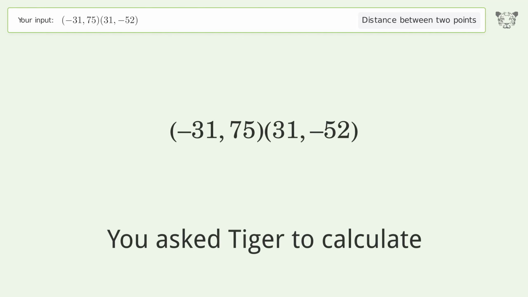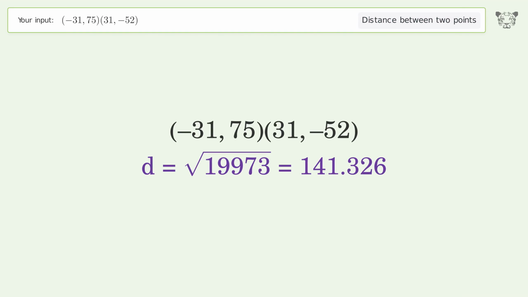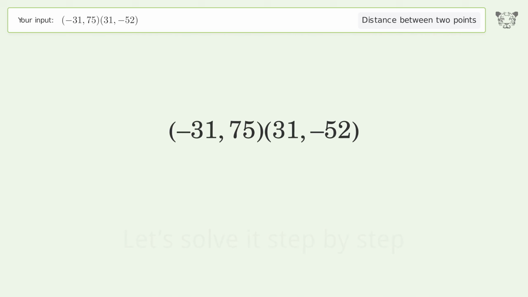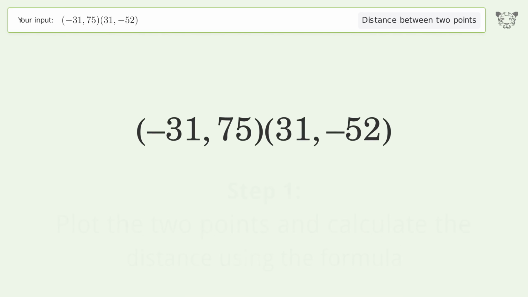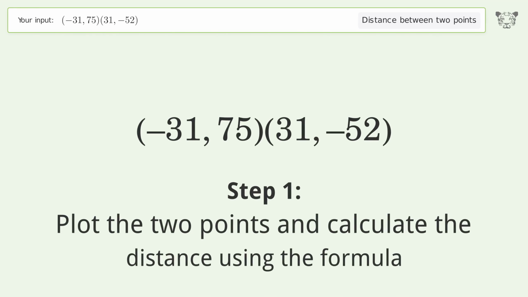You ask Tiger to calculate. This deals with the distance between 2 points. The distance between the 2 points is the square root of 19,973 or 141.326. Let's solve it step by step. Plot the 2 points and calculate the distance using the formula.